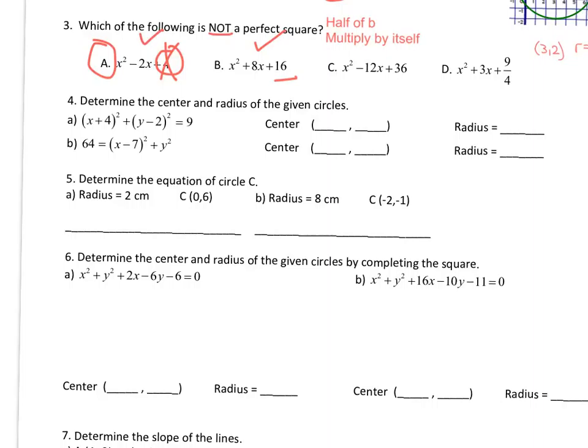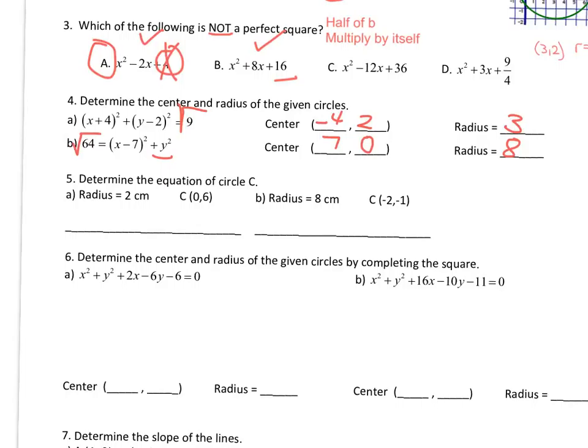Next one, determine the center and radius of the given circles. Okay, so we have to switch signs. So our center is at -4 and 2, and our radius is the square root of that value, so that's 3. For the next one, our center is at +7, and that y squared's by itself, so +7, 0, and the radius is the square root of 64, which is 8.